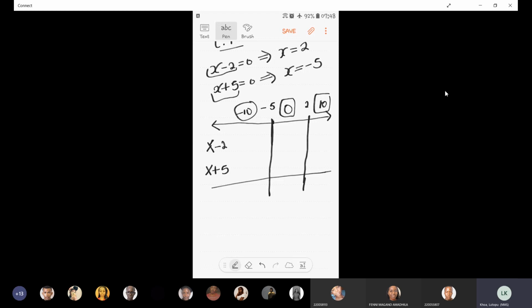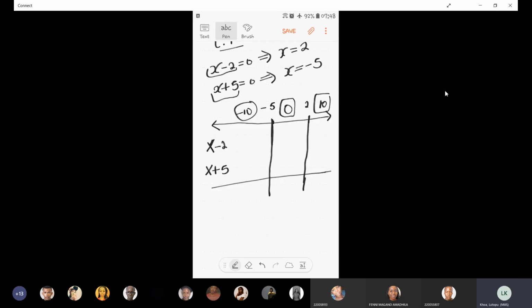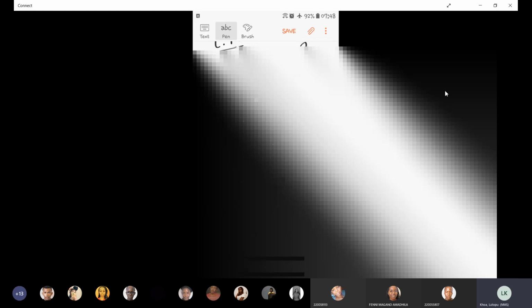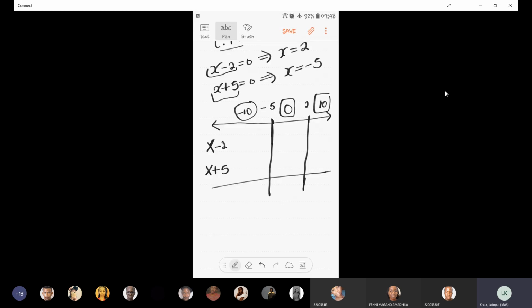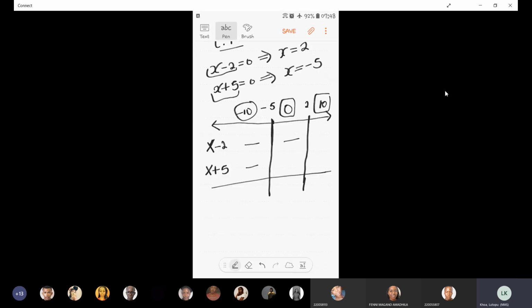So again, the number you pick doesn't matter as long as it is in that region. People that pick different numbers will get the same result, because what we're interested in is not the value that you get after you substitute, but the sign of your value. All right, so if I substitute negative 10 into the first one, x minus 2, I get negative 12. That is negative 10 plus 5. This is 0 minus 2. That is 0 plus 5. This is positive 10 minus 2, positive 10 plus 5, positive.